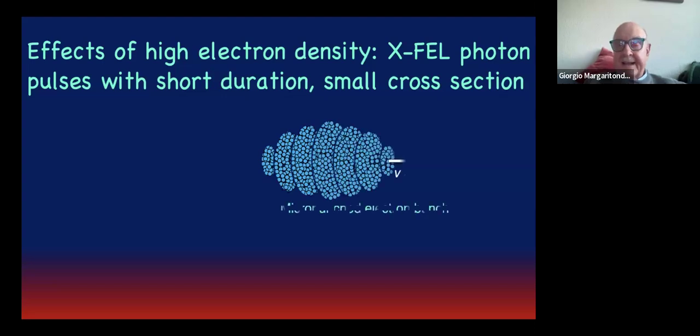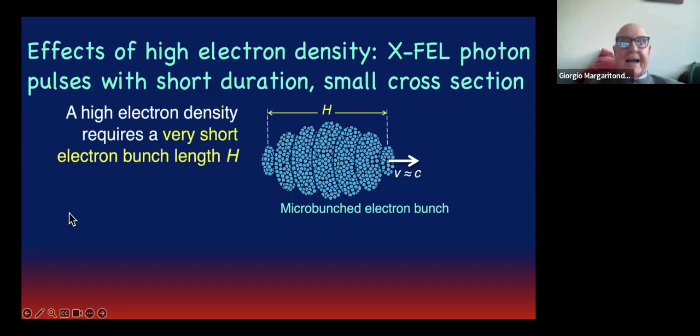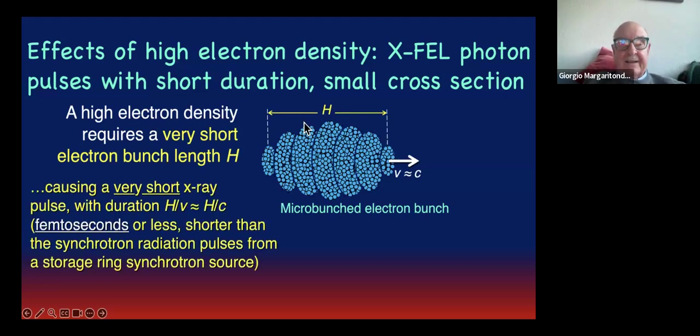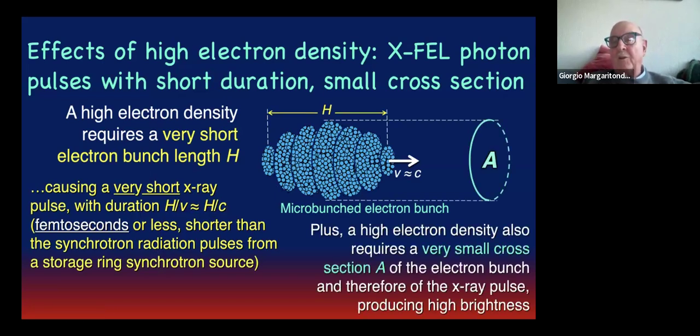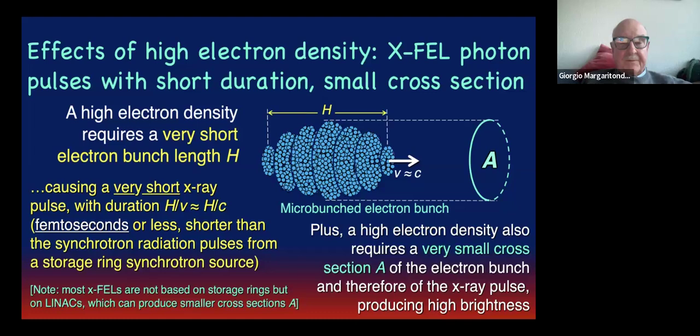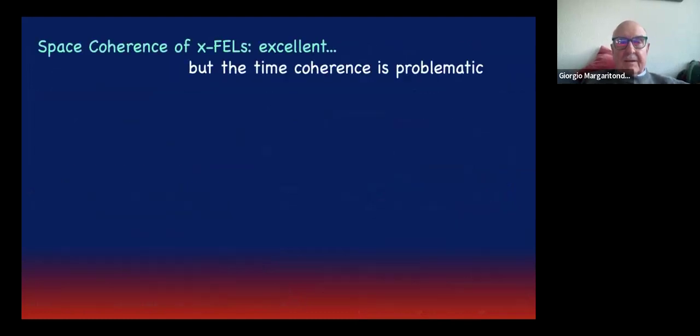That is, this is then our electron bunch, which must be a very high density, and therefore it must be very short. The length of the photon pulse is h divided by v, which is h divided by c, and so we are getting very short pulses. We are getting femtosecond pulses. You remember that in the case of storage rings, we got nanoseconds. These pulses are much shorter. And of course, we need to have a small area, and therefore we are going to get a lot of brightness. Good.